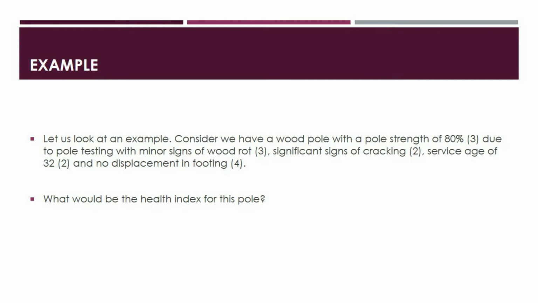So now let us look at an example. Consider that we have a wood pole with a pole strength of 80%, which is a rating of 3, due to pole testing, with minor signs of wood rot, which is a rating of 3 again, and significant signs of cracking, which we gave a rating of 2, surface damage, which we gave a rating of 2, and then there is no displacement in footing, which is the plumbing section, and we give it a rating of 4. So given all of these signs and conditions, what would be the health index for this pole?